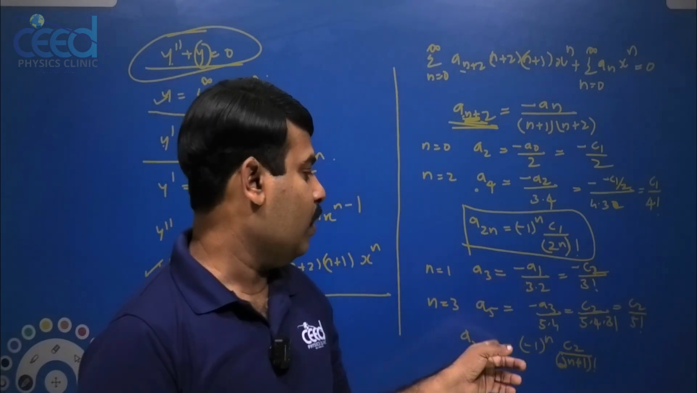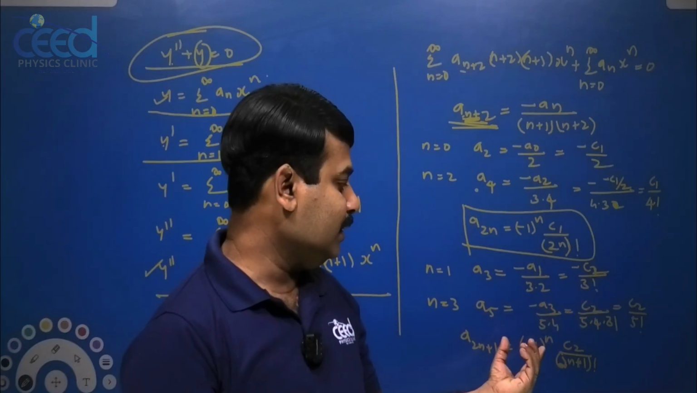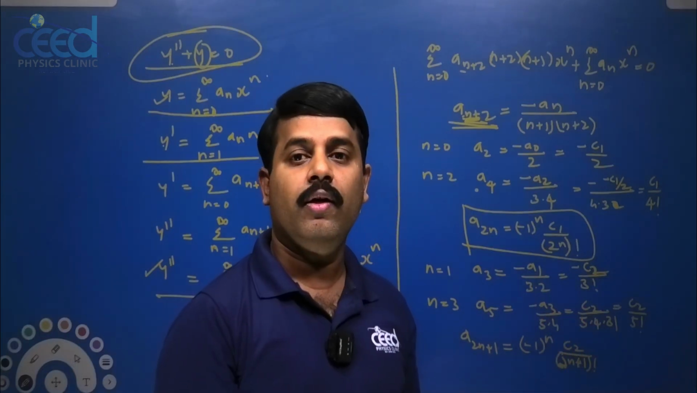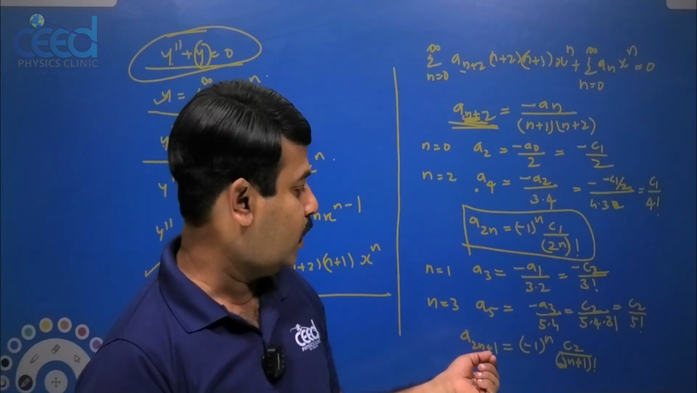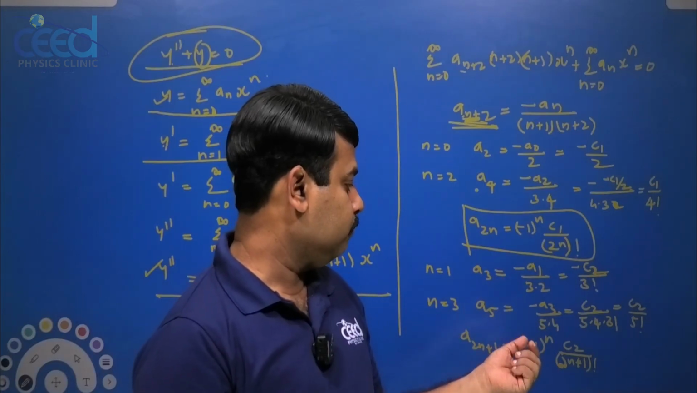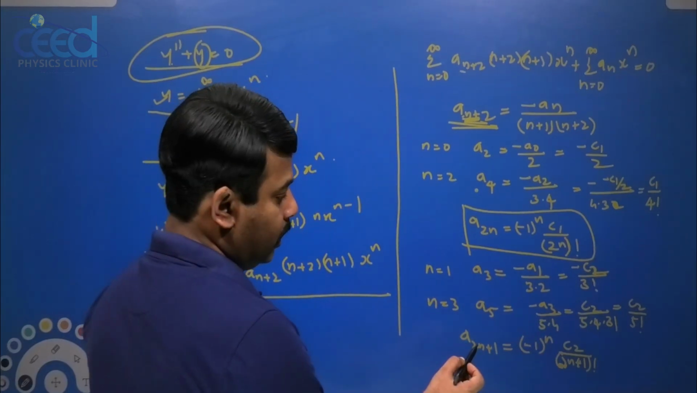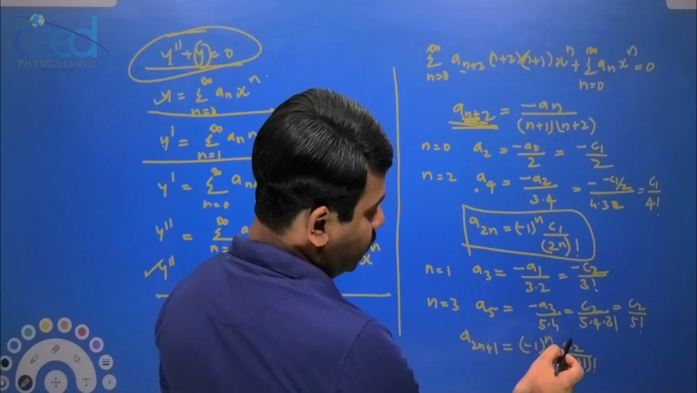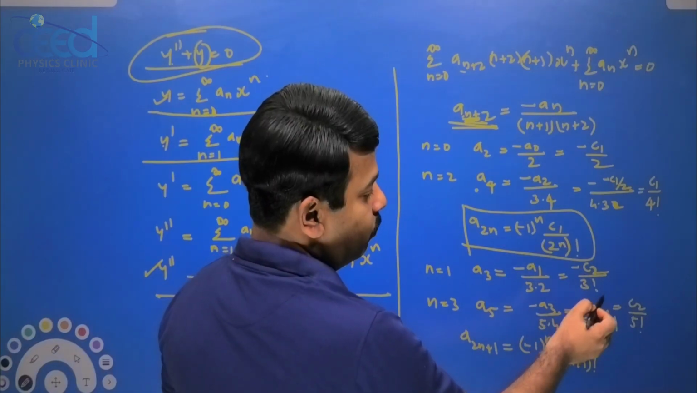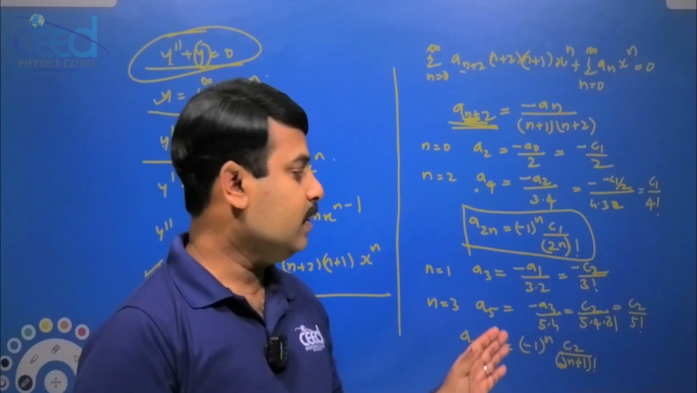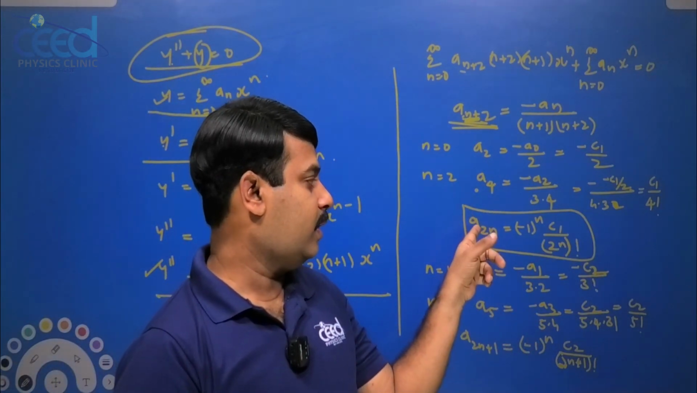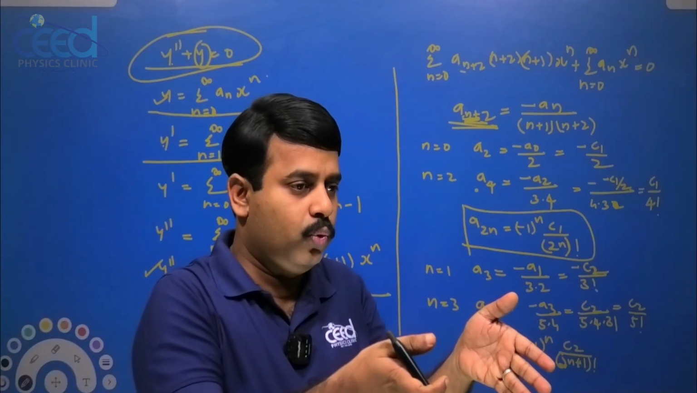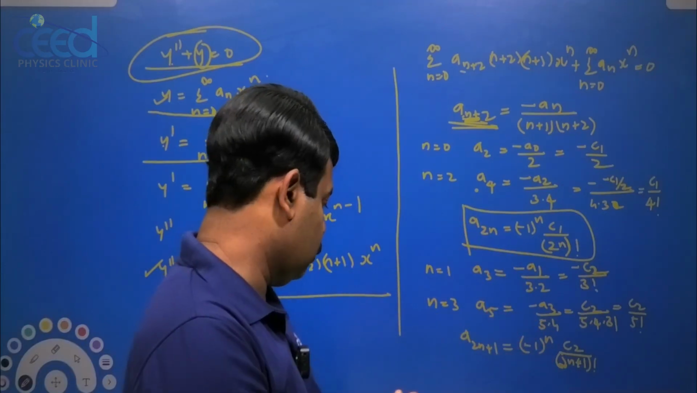Then for the odd values a3, a5, generally I can write a(2n+1) as (-1)^n c2 divided by (2n+1) factorial. Suppose you put n equal to 1 here, you get a3. Then a3 is minus c2 by 3 factorial, which we already got. So like this, generally I can write a2n like this and a(2n+1) like this. Now I am going to substitute these values in the series solution.